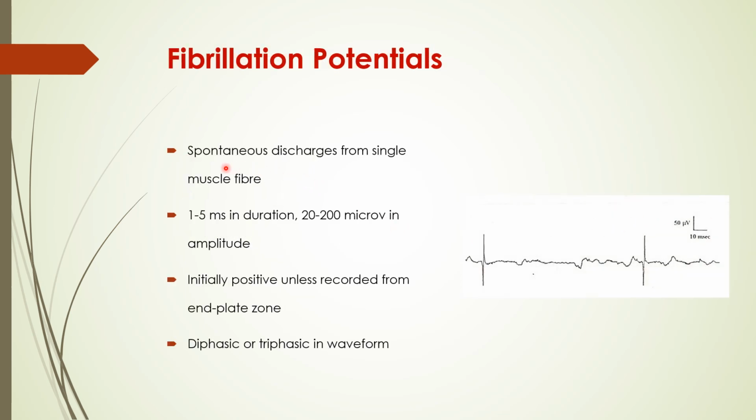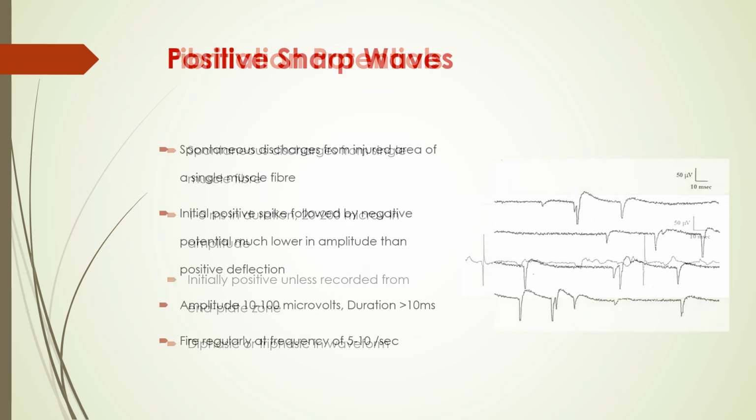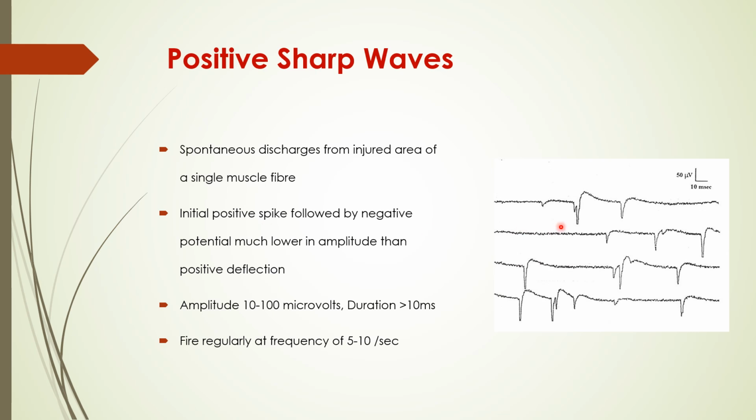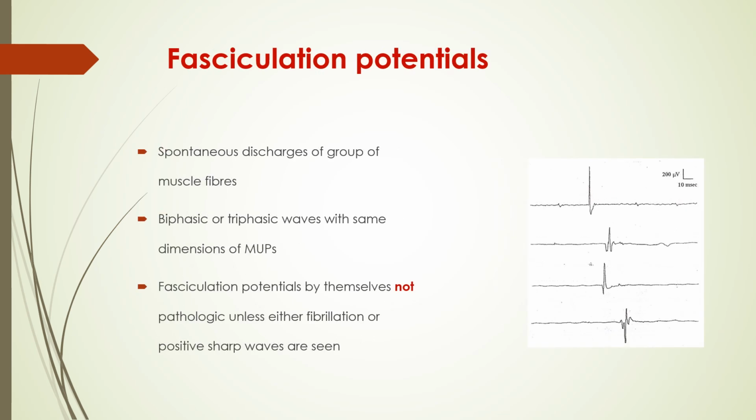Fibrillation potentials are spontaneous discharges from a single fiber, and they can be diphasic or triphasic. Positive shaft waves are initial positive spikes followed by a negative potential which is much lower in amplitude. These are again signs of denervation. And the last are fasciculation patterns. They could be biphasic or triphasic, but per se they are not abnormal unless they are accompanied by fibrillation or positive shaft waves.